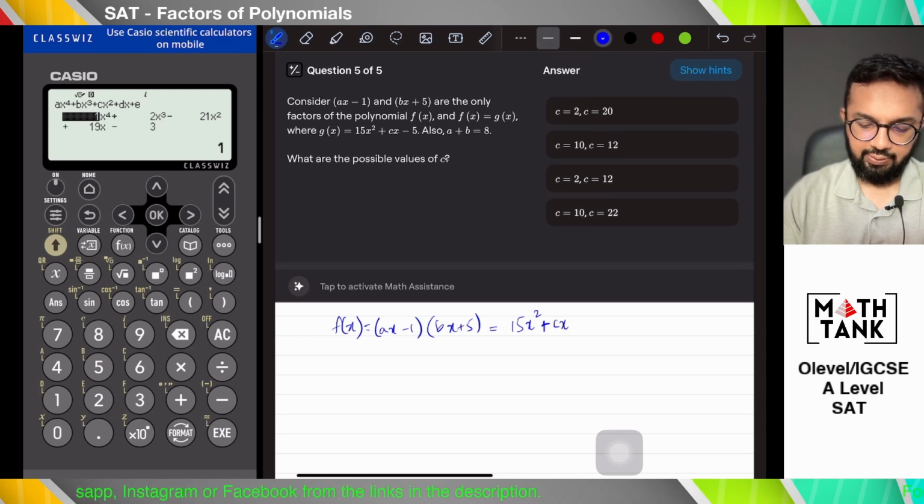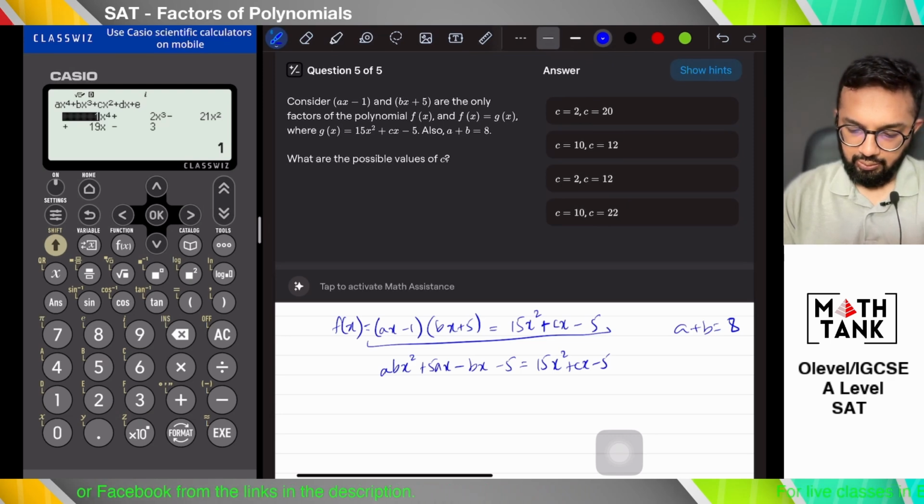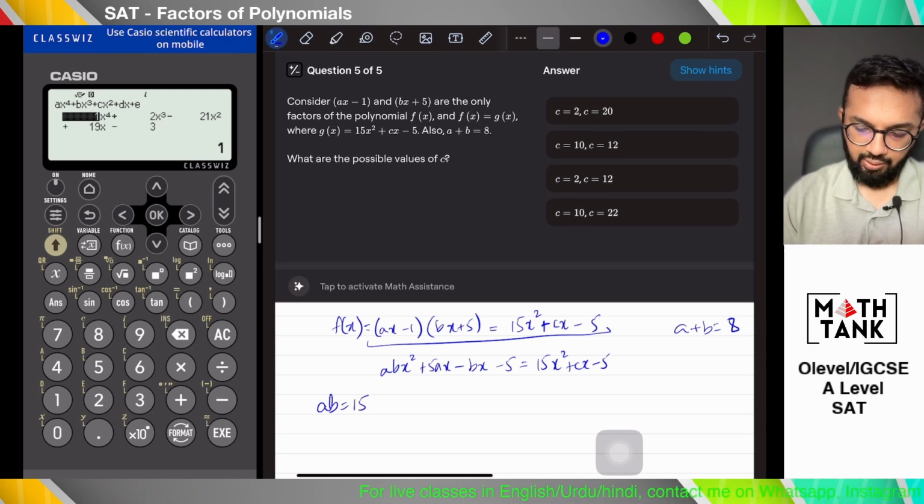There are also plus cx minus 5. Also a plus b equals 8. What are the possible values of c? So what I'm going to do is a comparison. I'm going to expand this: abx squared plus 5ax minus bx minus 5. Okay, so ab equals 15 and a plus b equals 8.